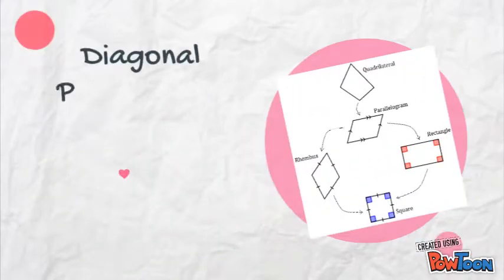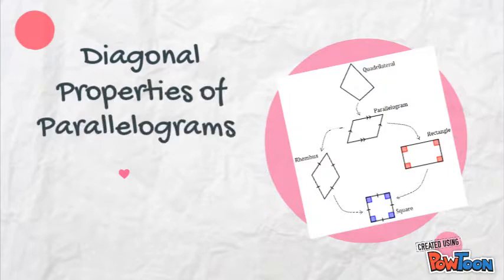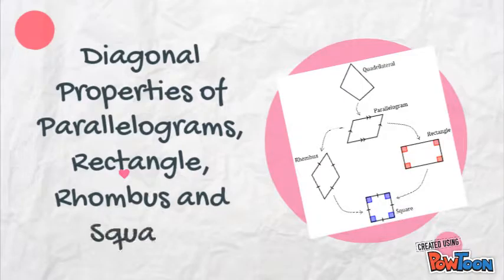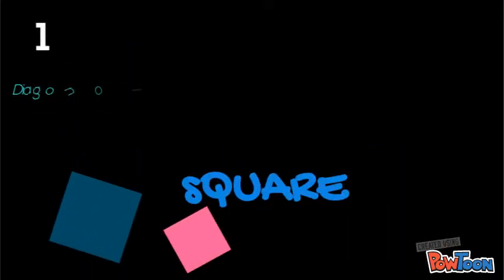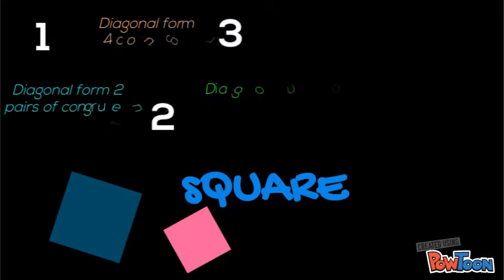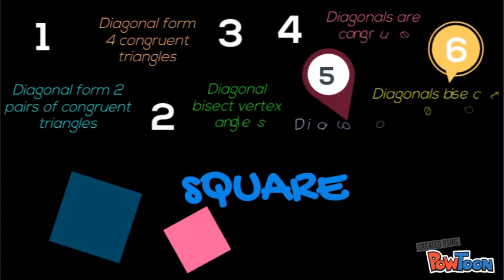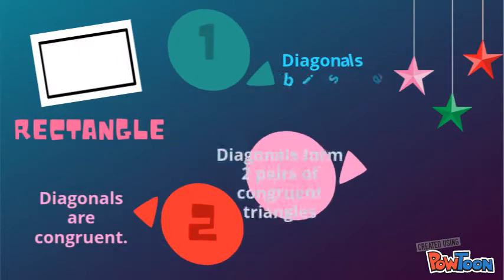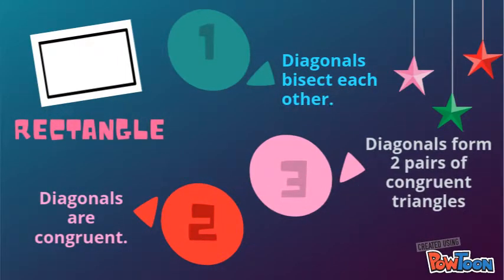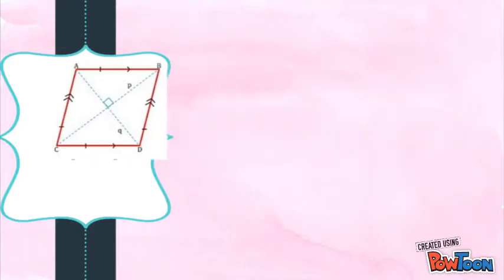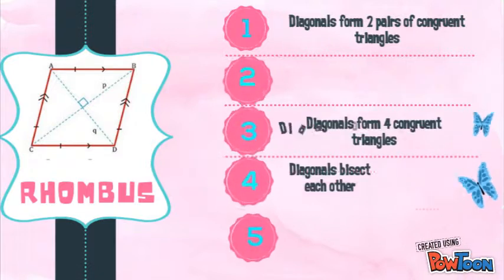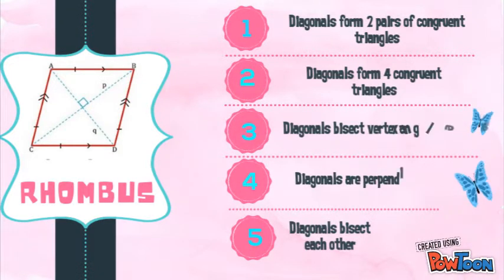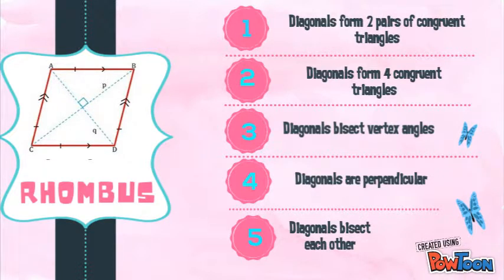Diagonal properties of parallelograms, rectangle, rhombus and square. Diagonals form 2 pairs of congruent triangles. Diagonals form 4 congruent triangles. Diagonals bisect vertex angles. Diagonals are perpendicular. Diagonals bisect each other.